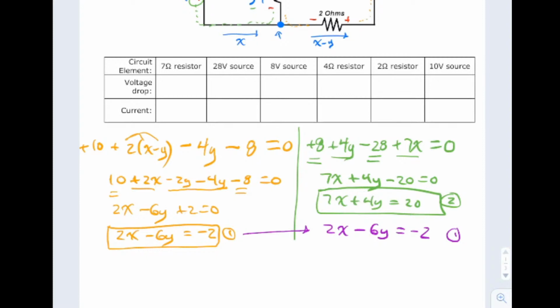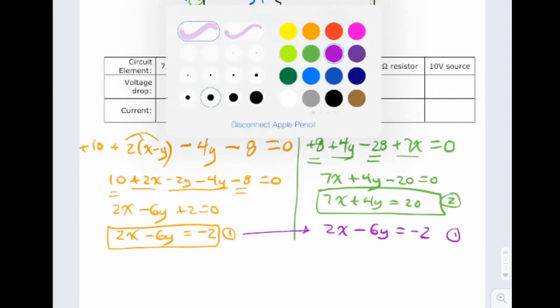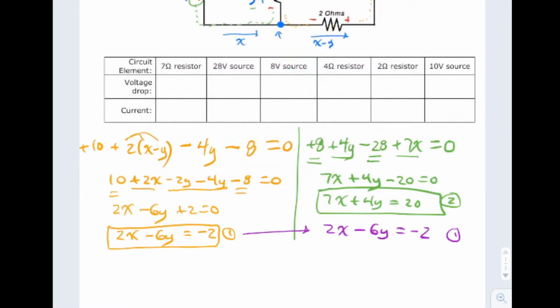So what I'm going to do then is take this equation here, and I want to make this 4 into a 12. I'm going to have to multiply this whole equation by 3. The whole equation, by the way. And then for this equation, in order to make that 6y into 12, I'm going to have to multiply that equation by 2.